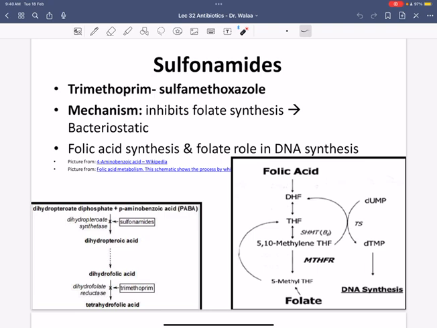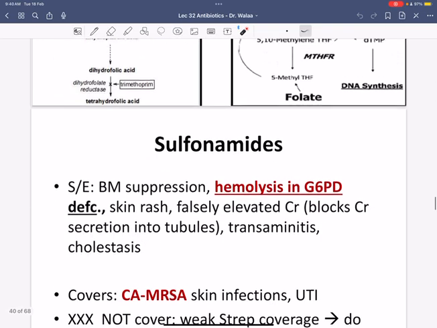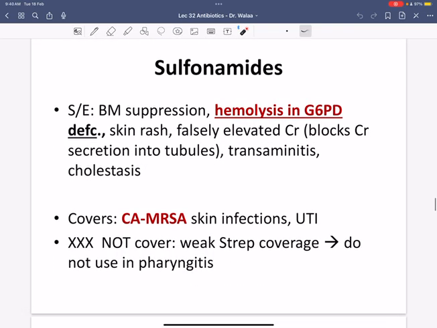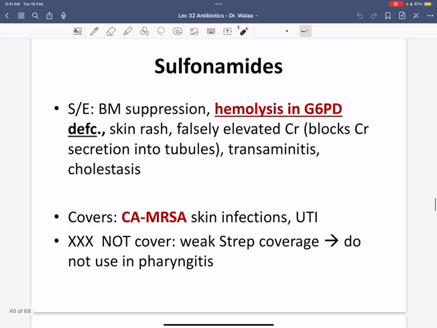Definitely, folate is very important for DNA synthesis in the cell cycle. Major side effects of sulfonamides: bone marrow suppression, and hemolytic crisis in patients with G6PD deficiency. So any G6PD patient, we always give them a leaflet on things to avoid, including Bactrim or any medication that has a sulfa group.